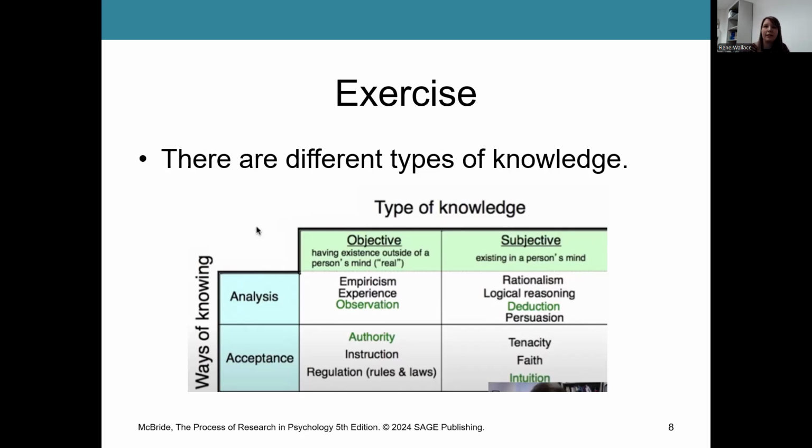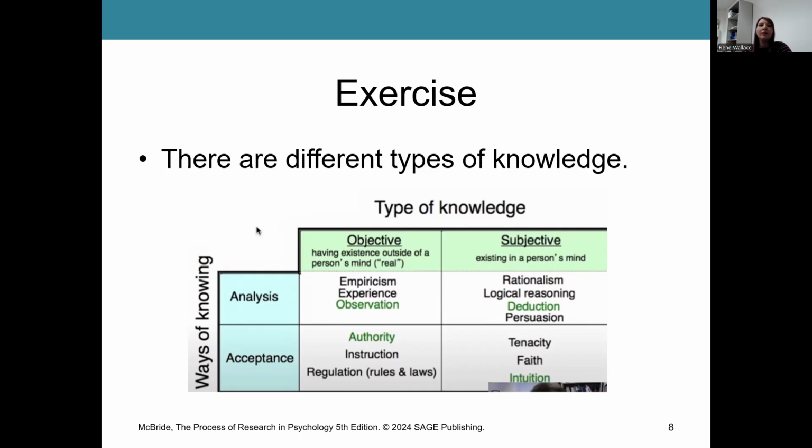On the subjective side, in subjective analysis, we have rationalism, logical reasoning, deduction, persuasion. So think about deduction, right? You can deduce things about specifics because you know things about the whole. So if I know that all dogs typically have 4 legs and you tell me you have a dog, I'm just going to assume, I'm going to deduce that your dog also has 4 legs. And then tenacity, faith, intuition, those live in the subjective acceptance category.